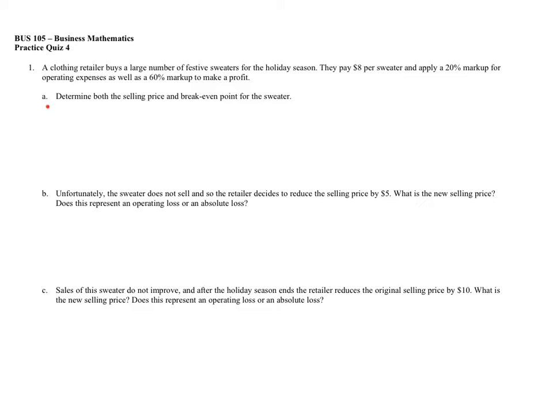For part A, let's determine both the selling price and the break-even point for the sweater. So I'm going to start with the break-even point. This is going to be the amount of money that will cover the cost of the sweater, but also the operating expenses. So I'm going to take my $8, and to apply a 20% markup, you could do this in two steps: multiply by 20% and add that amount back into the $8.